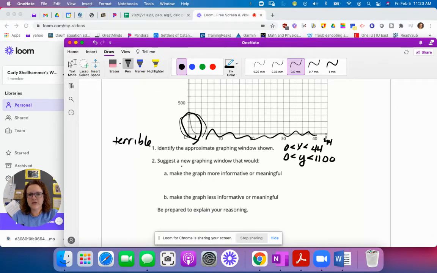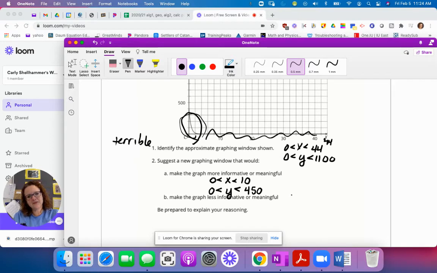So let's suggest a new graphing window that would make the graph more informative or meaningful, and make the graph less informative or meaningful. To make it more informative, I think our x-axis should be way zoomed in, so from 0 to about 10. And then the y-axis, I'm not sure what that should be. Because our maximum y value is 400, we should make it just a little bit bigger so that we can see everything. That would be much more informative.